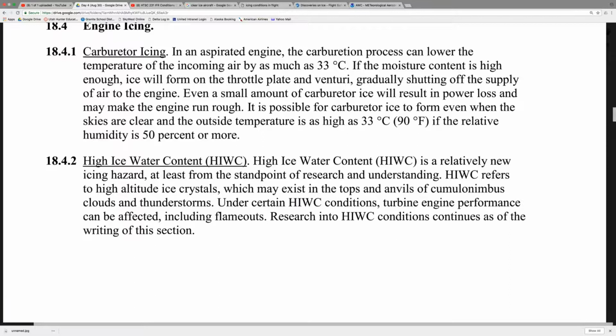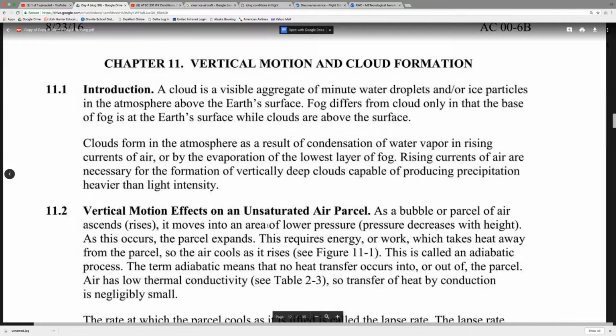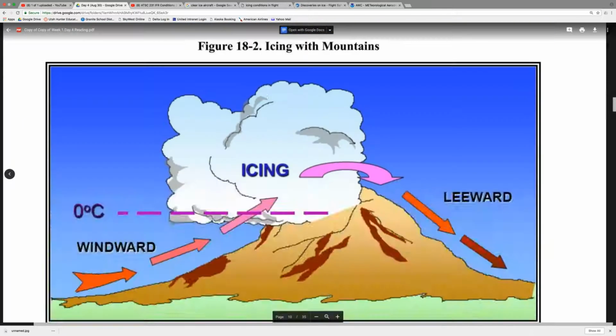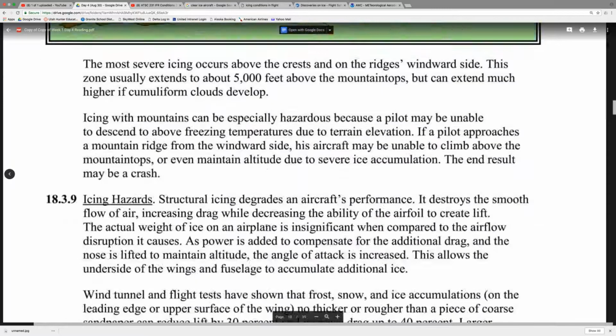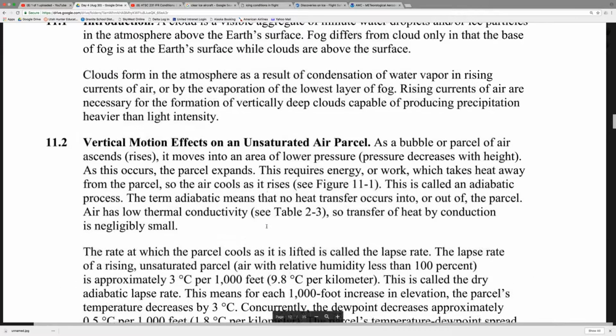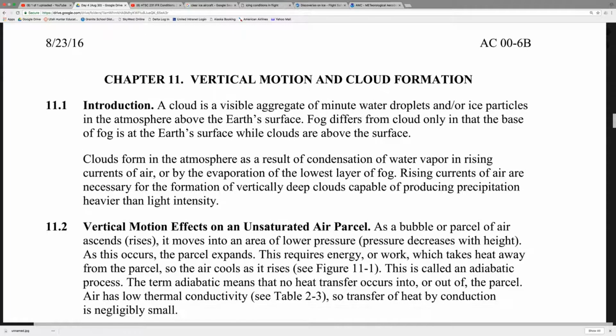Okay, we're not going to talk about carburetor icing. We don't care about mountain icing and so on. Icing, bad, and 10 degrees Celsius, visible moisture. That's what you guys need to know and take away from icing.